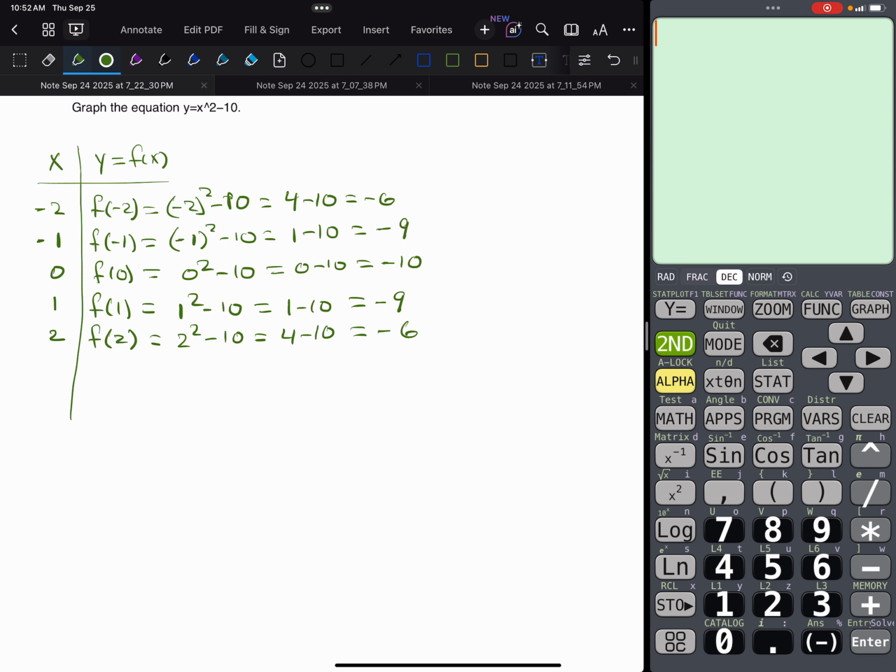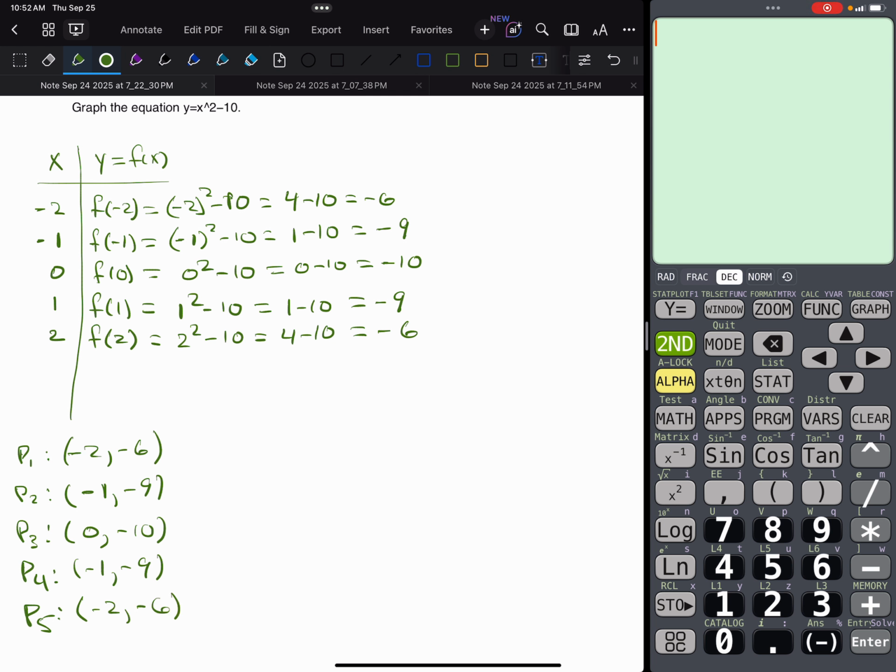All right, well, what that means is that I now have 5 ordered pairs, right? What I've just done with this table, I've created 5 ordered pairs. I have P1 is (-2, -6). I have P2, that's (-1, -9). I have P3, I have (0, -10). P4, (1, -9). And P5, that's (2, -6).